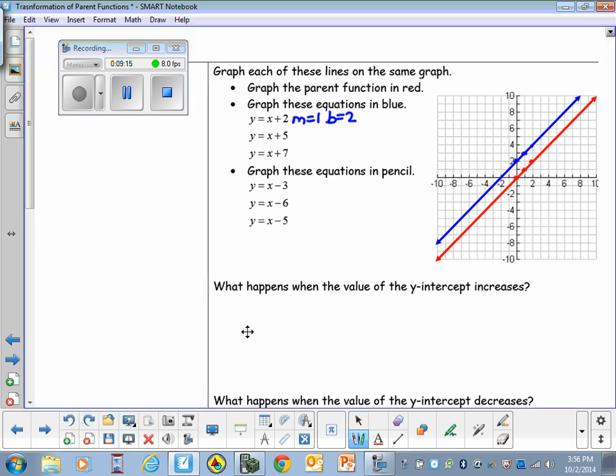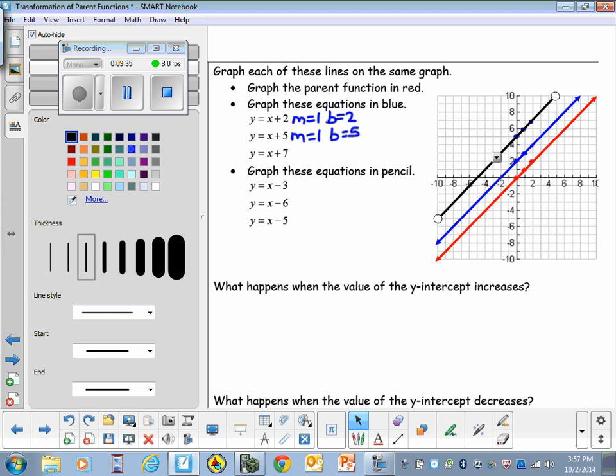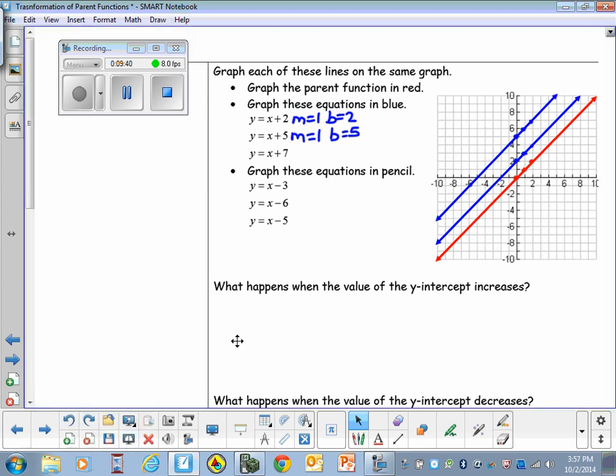Y equals x plus 5. My slope is 1. My y-intercept is 5. Again, blue and arrowheads. And lastly, y equals x plus 7. My slope is 1. My y-intercept is 7.